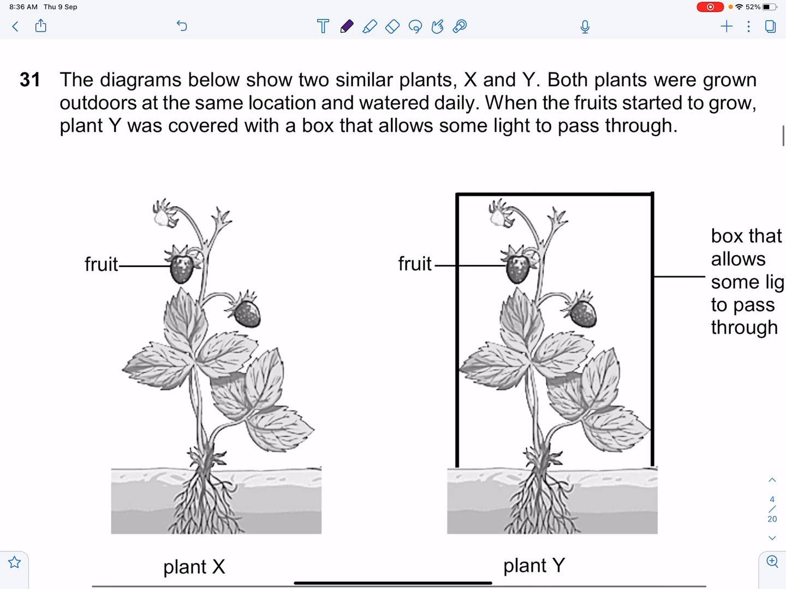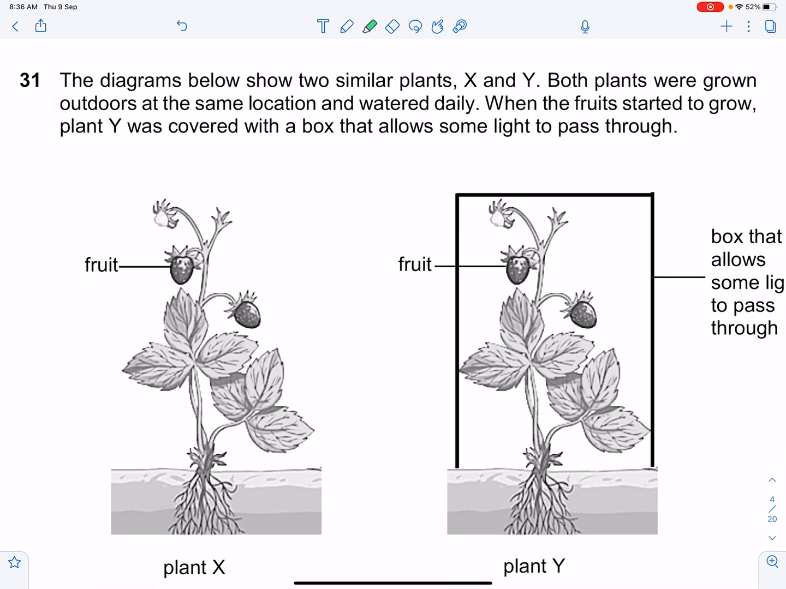Question 31. The diagram below shows two similar plants. When I look at plants, the first thing that comes to my mind is, is it reproduction in plants or is it photosynthesis? Well, one of it has got to be tested, right? X and Y. Both plants were grown outdoor in the same location and watered daily. When the fruit started growing, plant Y was covered with a box that allows some light to pass through.